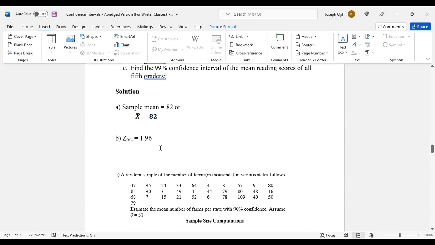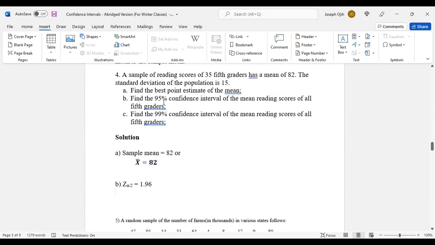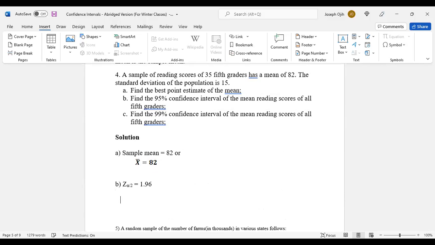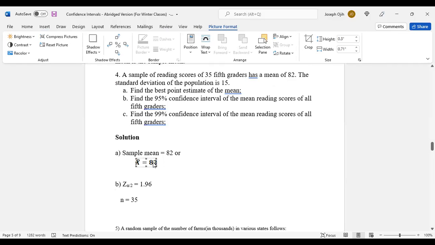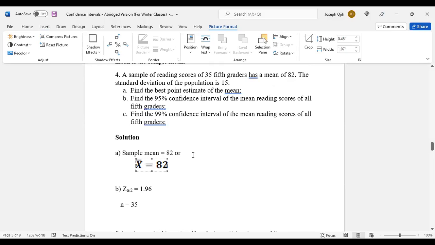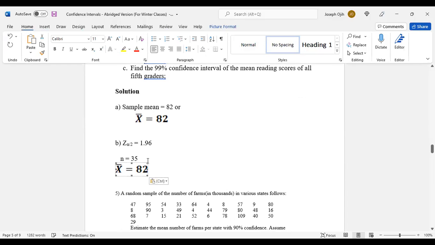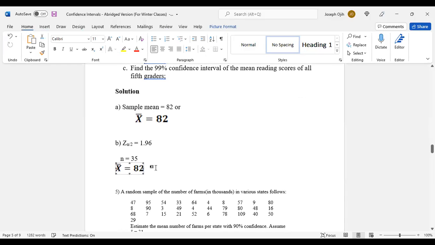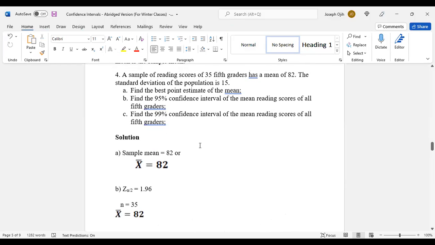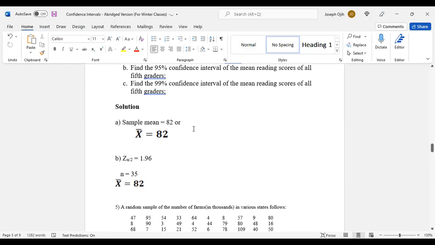So we have our critical value as this. The question says, a sample of 35 fifth graders, n equals 35, the mean of 82. So I have sample mean of 82. I'm going to put it right there. Then standard deviation of 15.